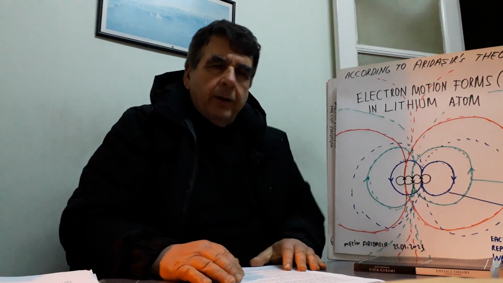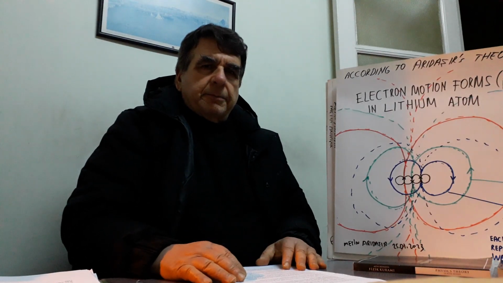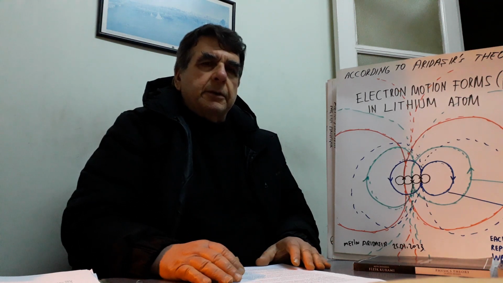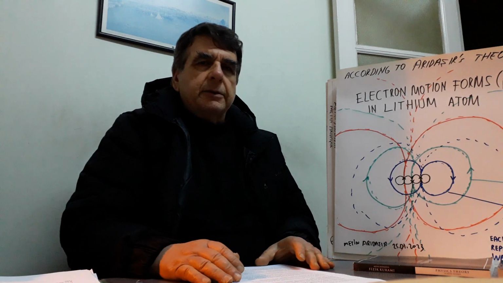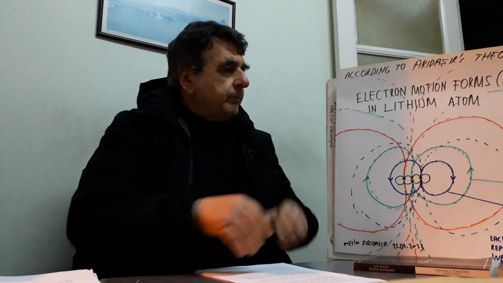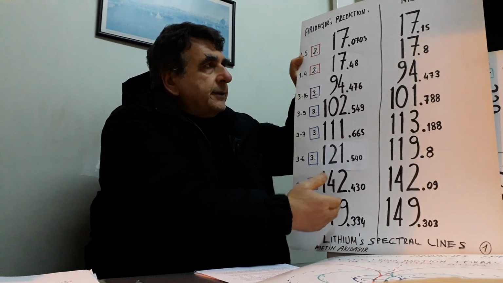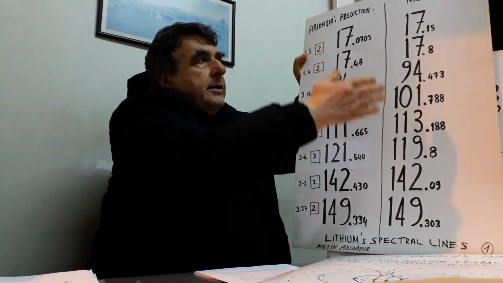In this video, I will go on to explain, according to my theory and my formulas, the spectral lines of multi-electron lithium atoms in a deterministic way. Remember from my previous videos, this is the lithium atom's spectral line. The left side is my prediction according to my theory and my formulas. The right side is NIST data.